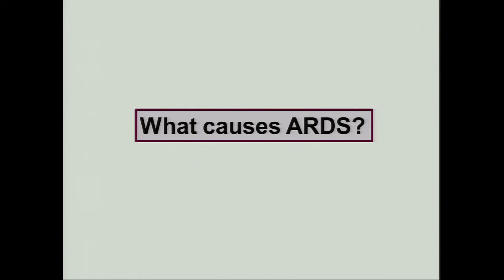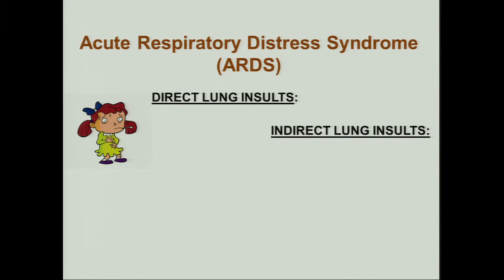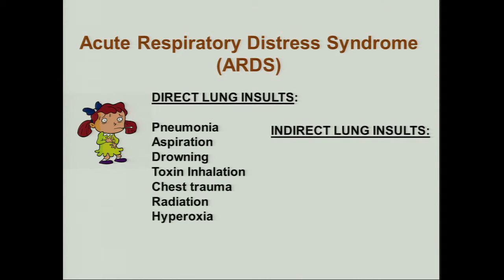So let's briefly talk about what causes ARDS. ARDS can be caused by direct lung insults or by indirect lung insults. Among the direct lung insults, especially in pediatrics, pneumonia is by far the most common reason. But other causes for ARDS are aspiration, drowning, inhalation of toxins, trauma to the chest, radiation, and for the purpose of today's talk, hyperoxia exposure.